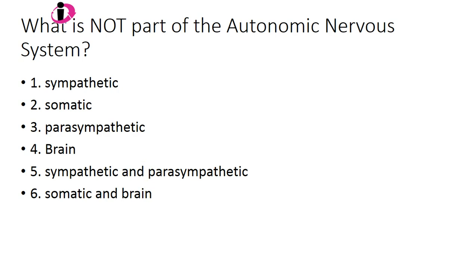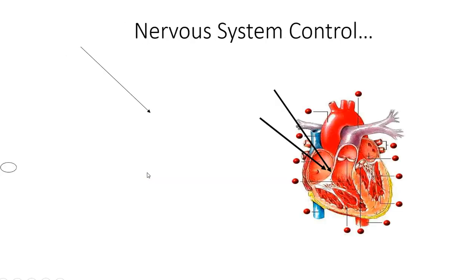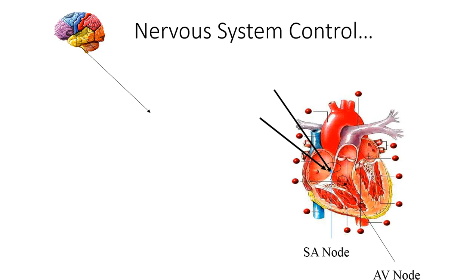This is kind of a tricky question, but what's more important is that you know what parts are part of it, and that is the sympathetic and the parasympathetic nervous system. Again, it somewhat stems from your brain. Remember, your medulla and pons control basic life functions, so it's going to come from the primitive part of your brain, the medulla.